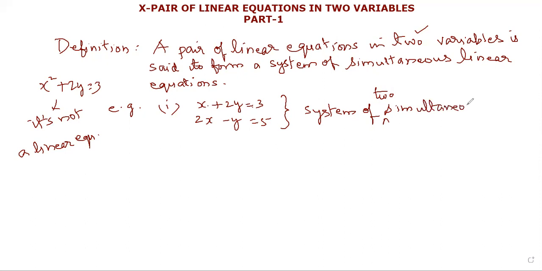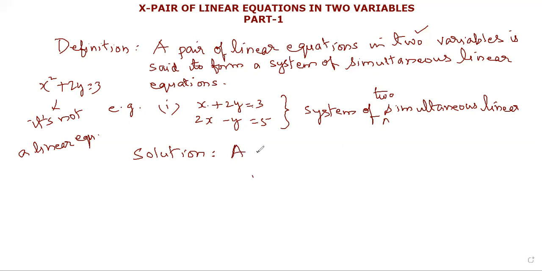These equations are solved by different methods. You will solve to find the values, and whatever values come, that will be the solution. What will be the solution of this pair? Suppose this is a pair that is given here. A pair of values of x and y which will satisfy these two equations.